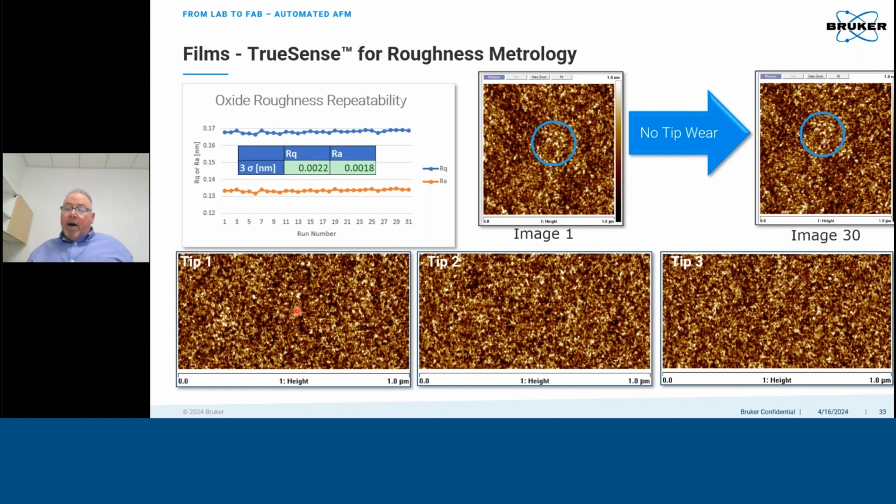And certainly because we're operating in a fab and we need to have repeatability and reproducibility, it's important to note that the tip-to-tip repeatability is also very repeatable. So we see here on the bottom 3 images are 3 different probes measuring the same sample, and we can see that they generate the same level of image quality and roughness, RQ and RA values.